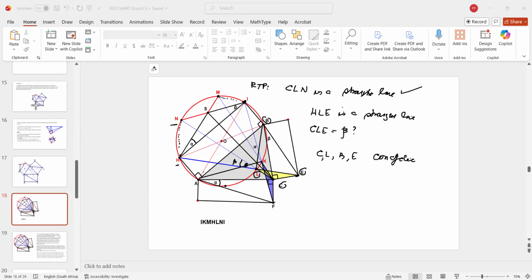Let me just remove this other line that I've drawn. Right. So I'm asking the question, we know that BLE, we're asking whether BLE is a right angle. Now we already know that this is a straight line. So it's like asking whether this other angle is a right angle.